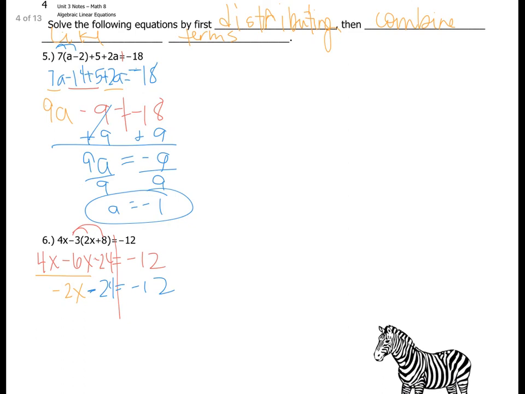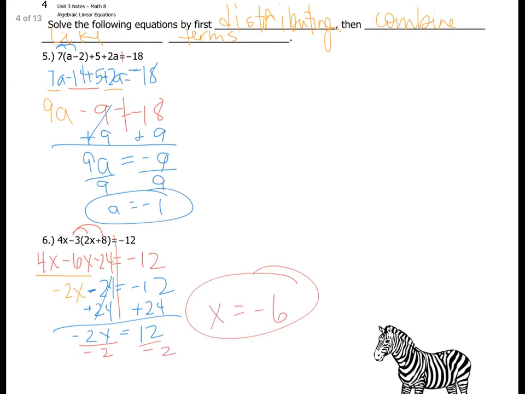We need to solve by moving the constant over to the other constant. So we're going to add 24 to both sides by doing an inverse operation. Now negative 2x equals 12. We need to do one more inverse operation, so divide by negative 2, and x equals negative 6.